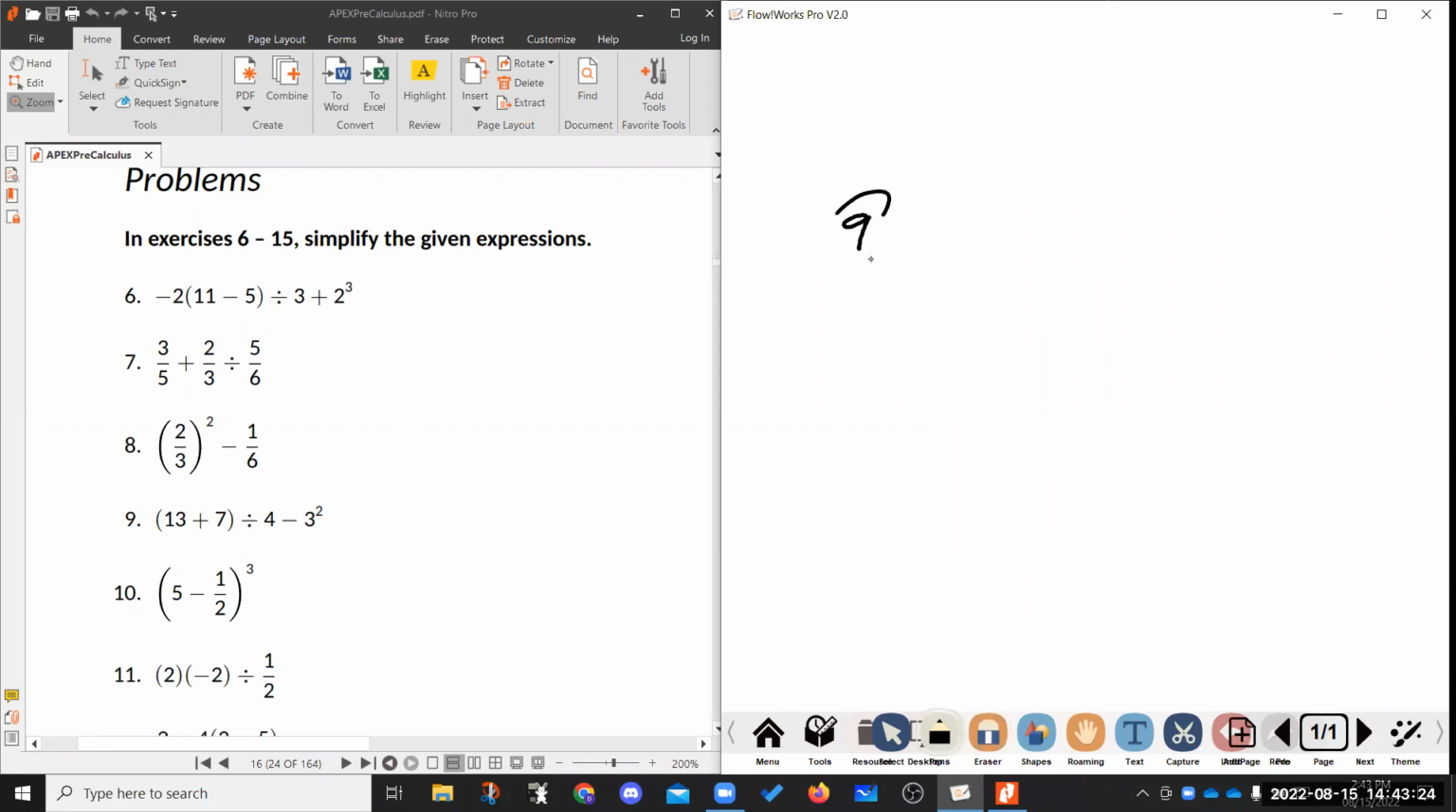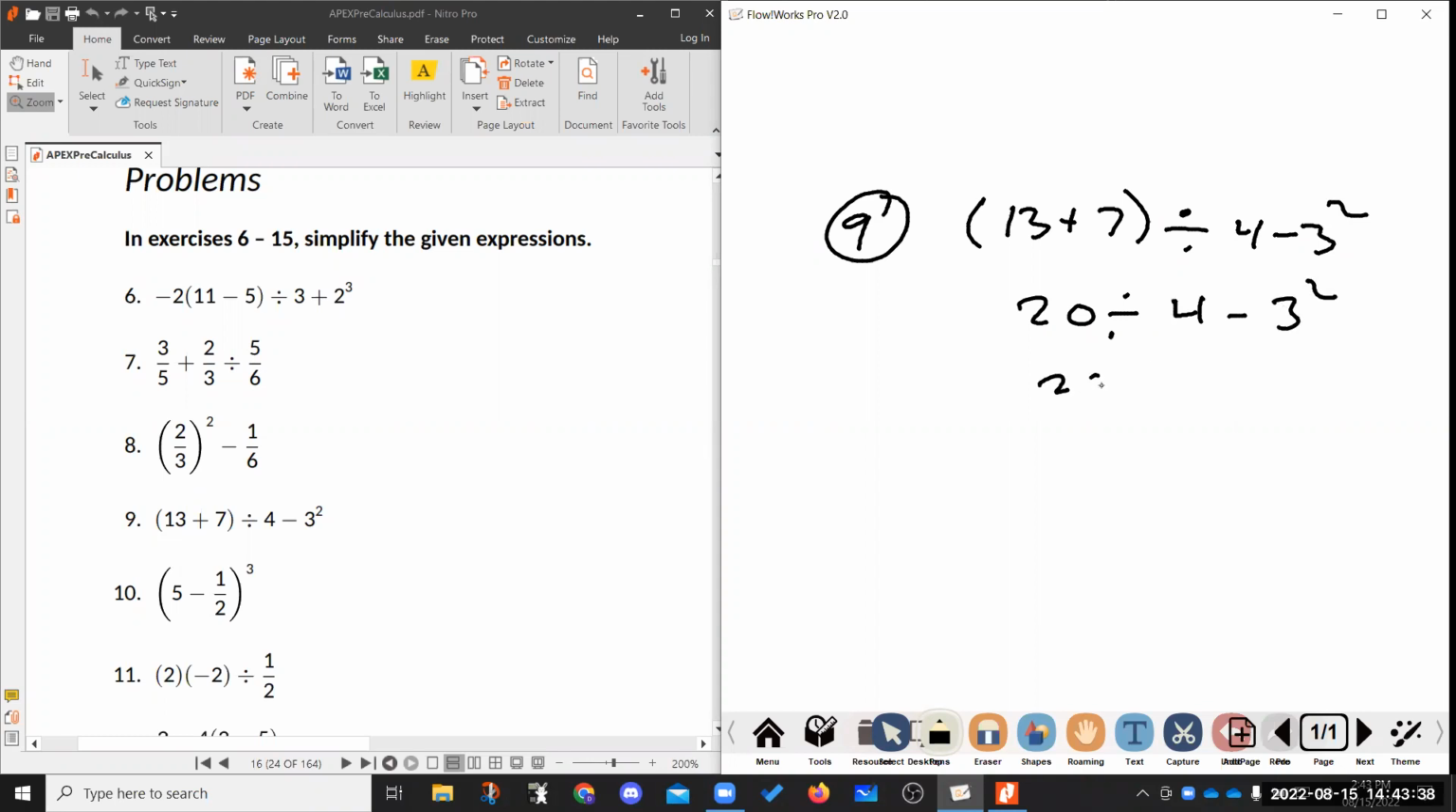Number 9 asks us 13 plus 7 in parentheses divided by 4 minus 3 squared. So this is 20 divided by 4 minus 3 squared. 20 divided by 4 minus 9. Division before subtraction. 5 minus 9 is a -4.